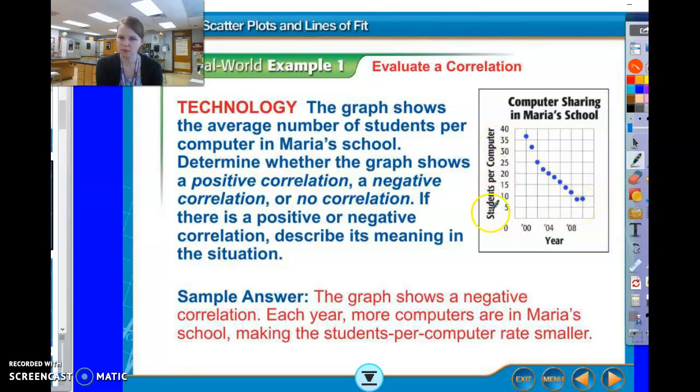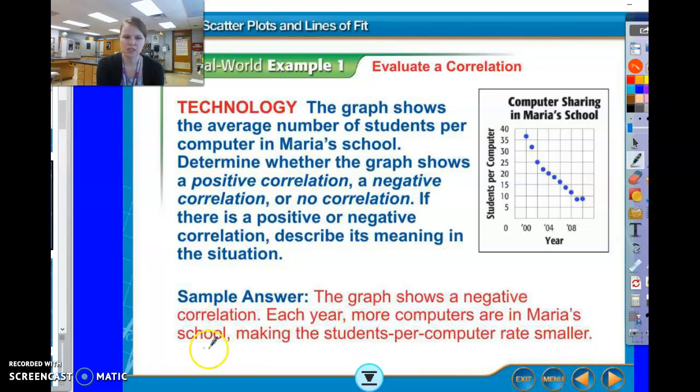Well, students per computer and then years. So it looks like a long time ago, in 2000, there was a whole bunch of kids on one computer, and now it looks like students per computer. So there's 40 kids on one computer, or who had to share one computer perhaps throughout the day. And now it looks like there's a lot less. So I would say something like that. A negative trend, each year more computers are in the school, making the students per computer ratio smaller.